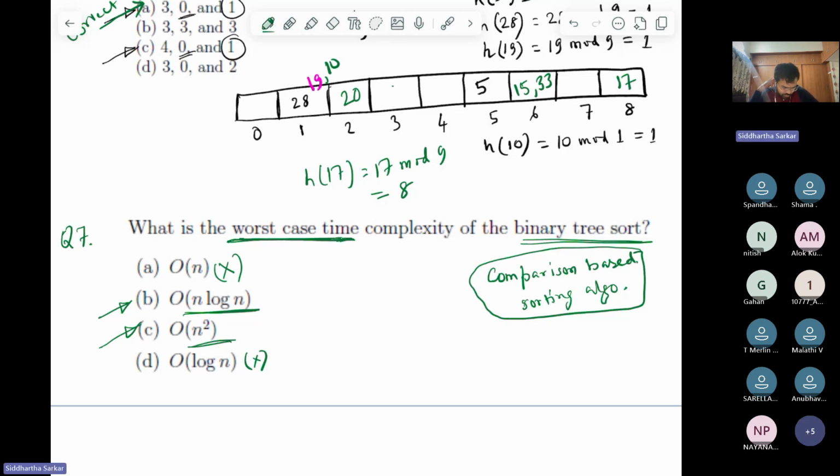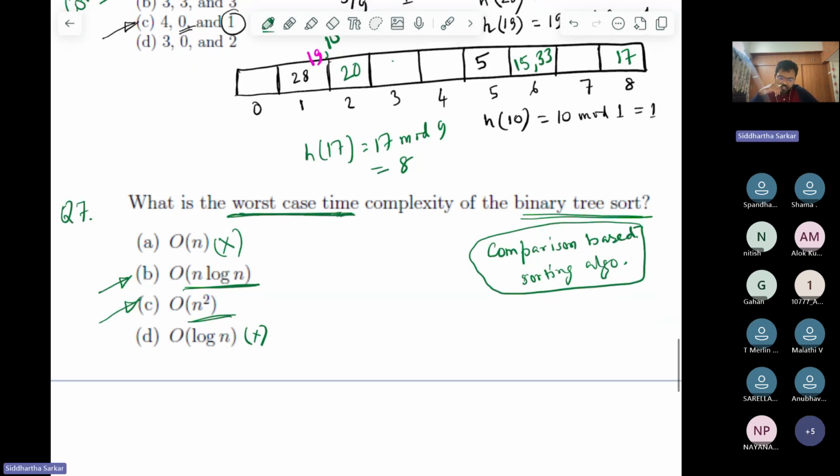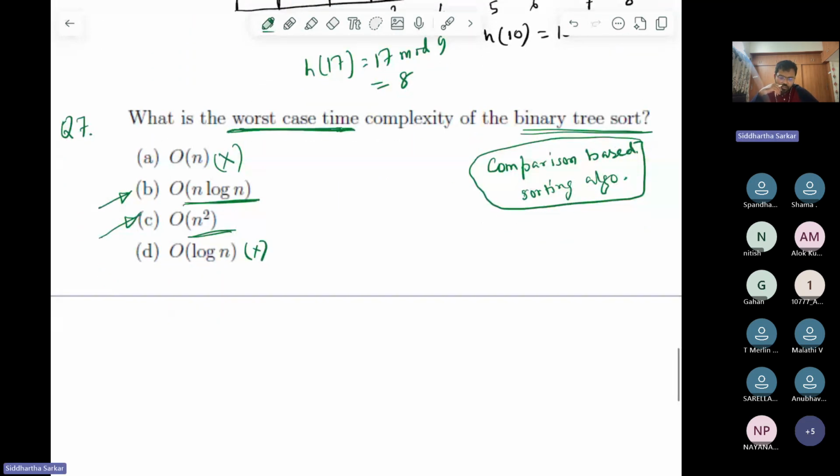Okay. So there are multiple answers. Gahan is saying option C and Alok is saying option B. So first we'll see, is there anybody else having a different opinion? So let us take an example.